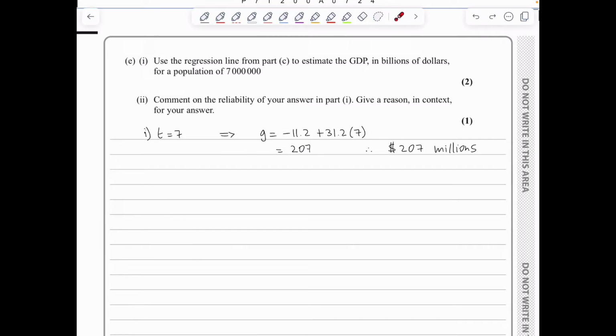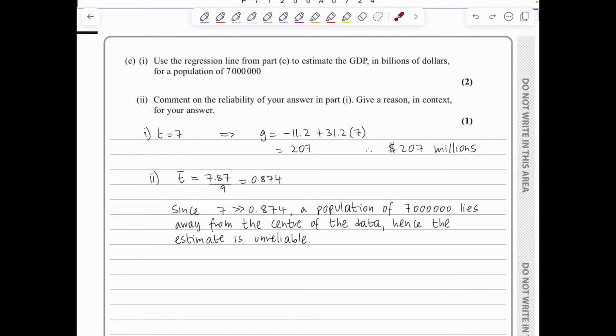In (ii), we need to comment on the reliability of our answer in part (i), giving a reason to justify our answer. Well, to do this, I will start by calculating the mean of T. So T bar is 7.87 divided by 9, which is 0.874, which means that the data on which the regression line was calculated was based around countries that had an average population of less than 1 million. Now we're being asked to estimate the GDP for a country with a population of 7 million, and since 7 is a lot greater than 0.874, this means we are well away from the center of the data, and hence the estimate is unreliable.